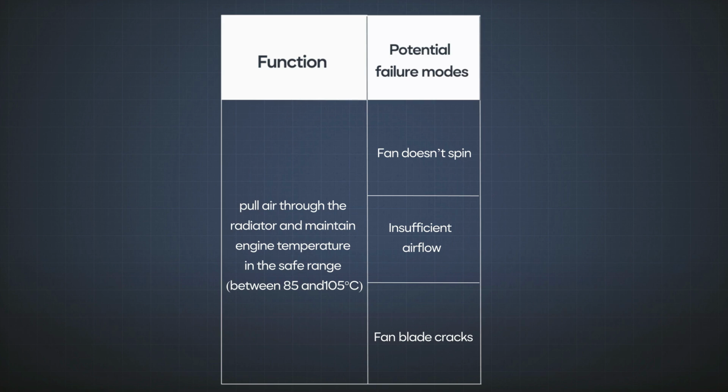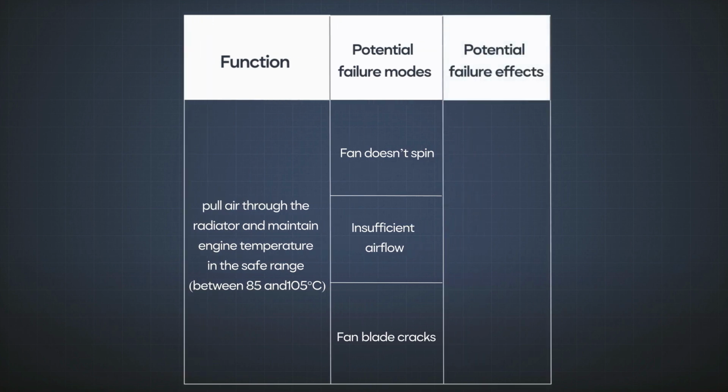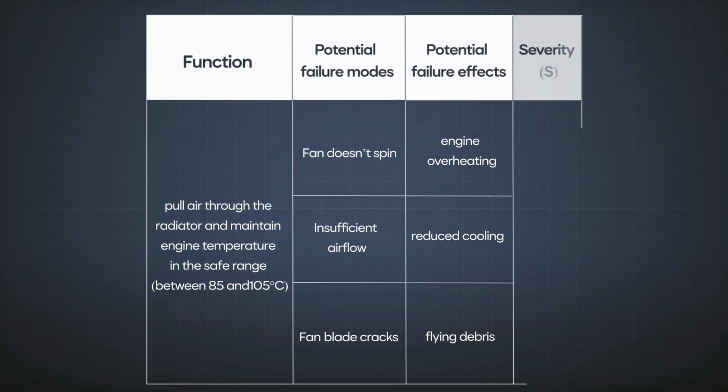Then we move to step 3, which is identifying the effect of each failure. Here Ray, our testing engineer, jumps in. If the fan doesn't spin, this may lead to engine overheating and potential engine damage. Insufficient airflow will lead to reduced cooling and AC system performance drop. And in the case of fan crack, flying debris increases potential safety hazard. Now you add these effects to your sheet and add a column and call it S.